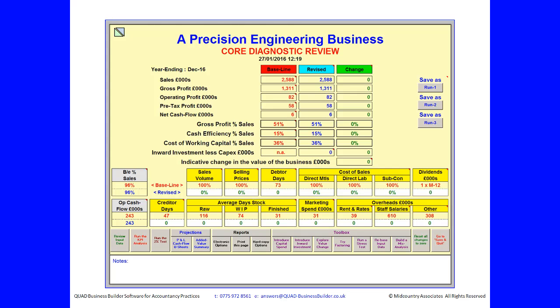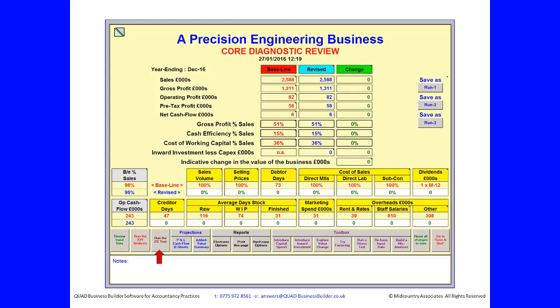The blue revised numbers summarize the effects of any changes in the yellow section, and as you'd expect, the green change figures summarize the impact of those changes on the baseline position. Very simple, completely intuitive, and extremely powerful. Probably the biggest challenge for a new user is knowing where to start.